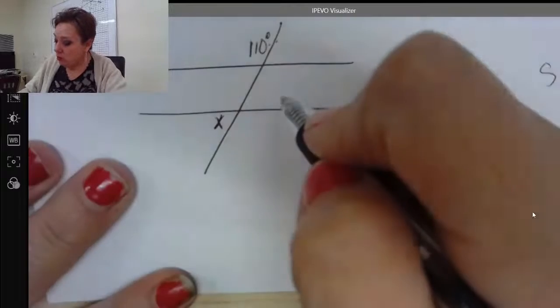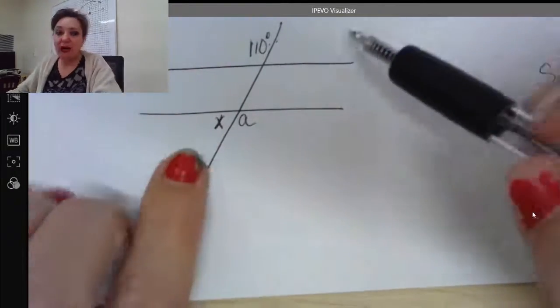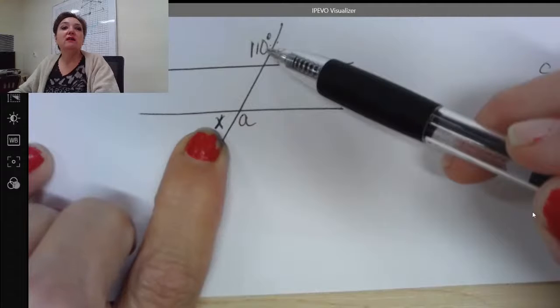So what if I ask you to find A? Oh, I said that wrong. They're not congruent. I said congruent like 4 times, and they're not congruent. They're supplementary. Did I say congruent or not?